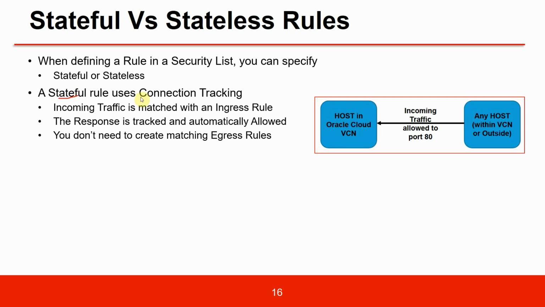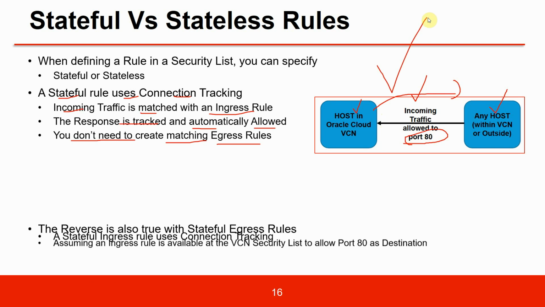A stateful rule uses connection tracking, meaning incoming traffic is matched with the ingress rule. The response is tracked and automatically allowed. Therefore, there is no need to create a matching egress rule. Take an example: I open port number 80 and I created a stateful rule. So the host in the cloud, in the VCN, is allowing incoming traffic on port number 80 from any host, from the VCN or outside. If it is stateful, the outgoing traffic will be automatically allowed. That is what stateful is.